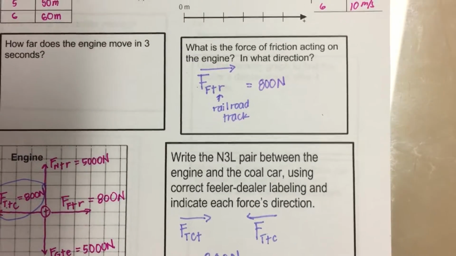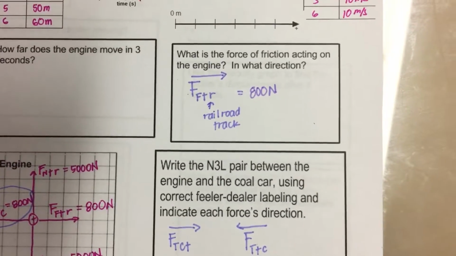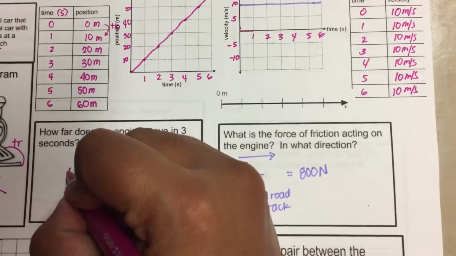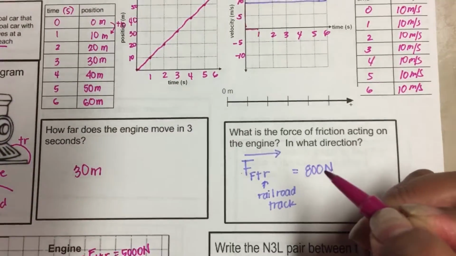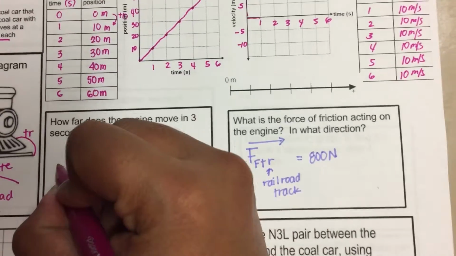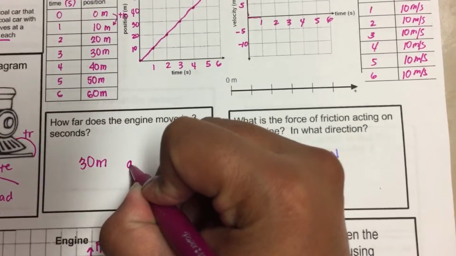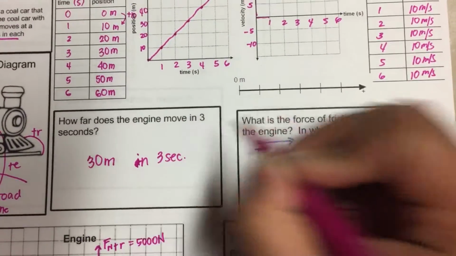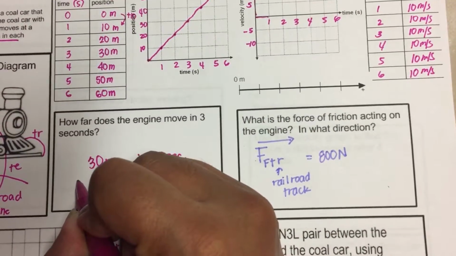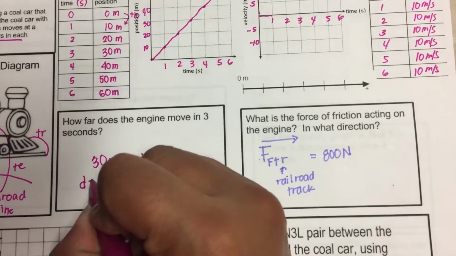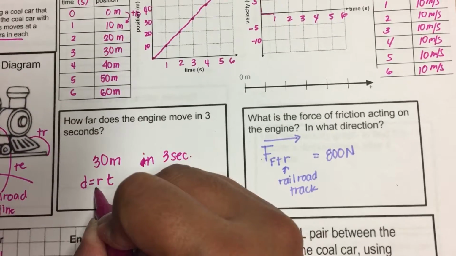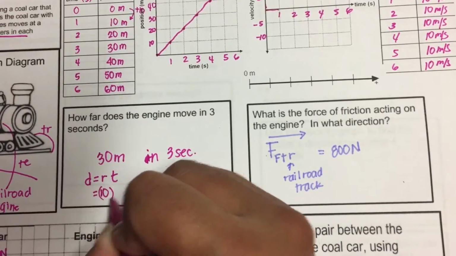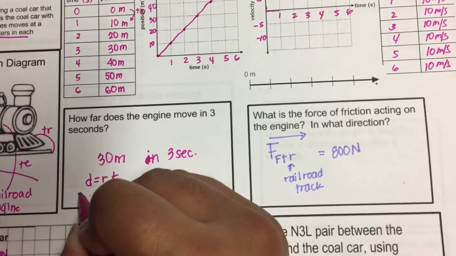And then this other question is, how far does the engine move in 3 seconds? Well, we'll just see here. The engine moves 30 meters in 3 seconds. And we get that from distance is equal to rate times time. The rate is the velocity, which is 10 meters per second, and 3 seconds, which is 30.